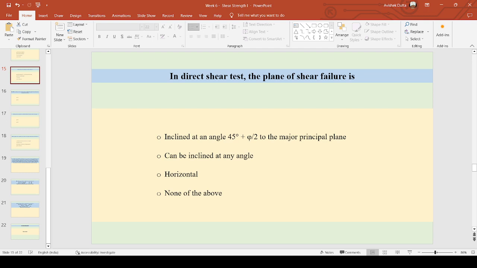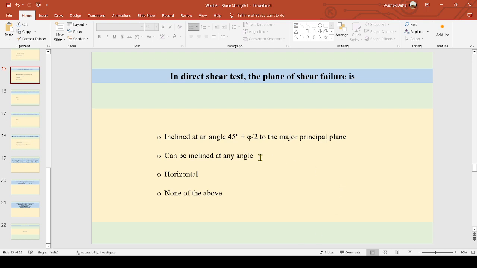I repeat the question once. In direct shear test, the plane of shear failure is, the options are: inclined at an angle 45 plus phi by 2 to the major principal plane. Option 2, can be inclined at any angle. Option 3, horizontal, and option 4 is none of the above.